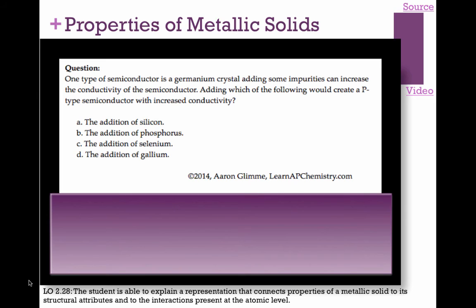So we also have semiconductors that we talked about. We talked about doping. One type of semiconductor is a germanium crystal, adding some impurities. It increases the conductivity. That's the whole point. Semiconductors are in your cell phone. Makes your cell phone work. Adding which of the following would create a p-type semiconductor with increased conductivity? So you have germanium, you want it to be p-type.